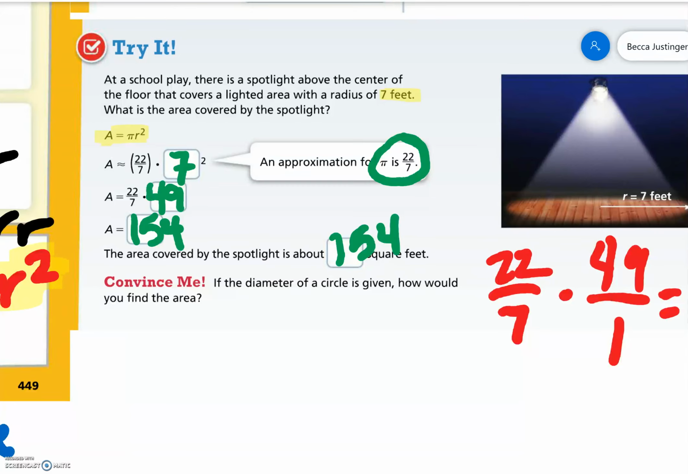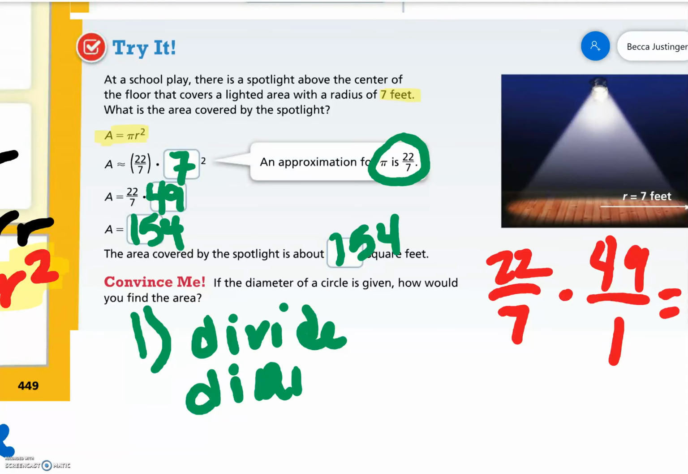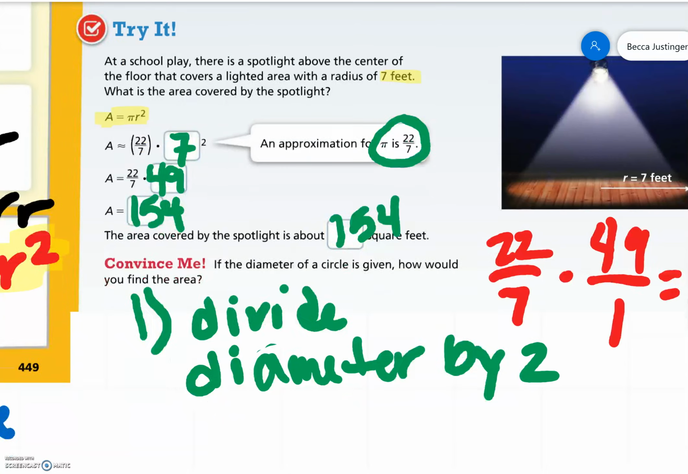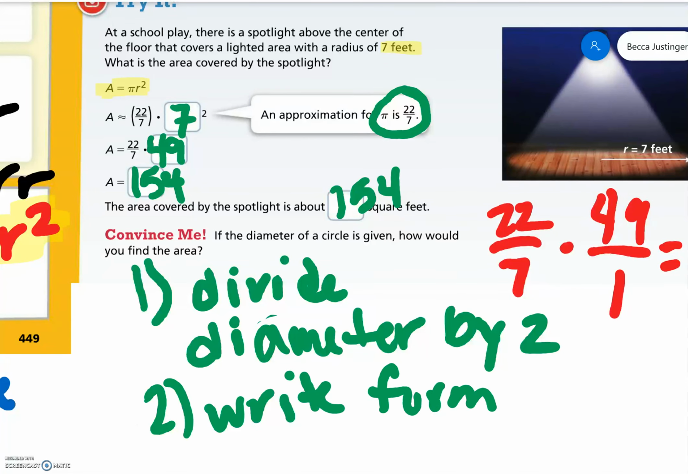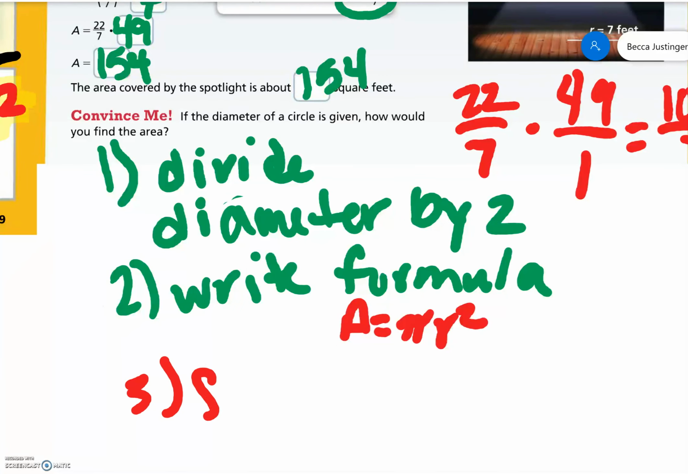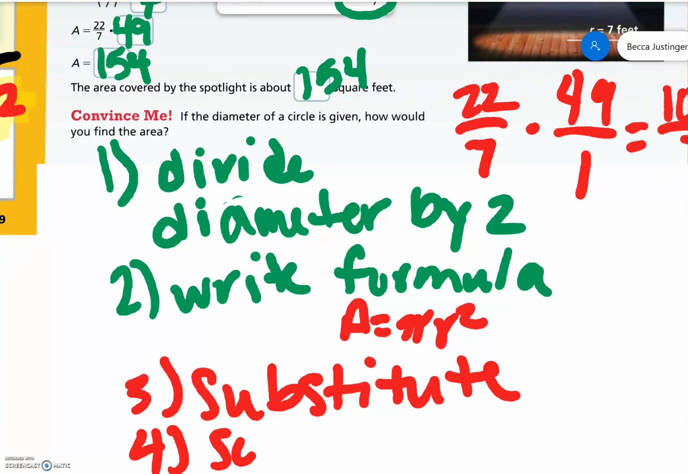If the diameter of the circle is given, how would you find the area? First, you would divide the diameter by 2, because that would give you the radius. Then you would write the formula, which is area equals pi r squared. Then you substitute and solve.